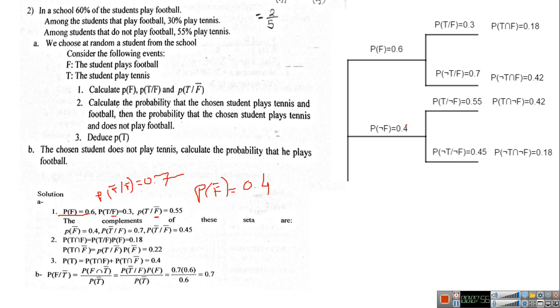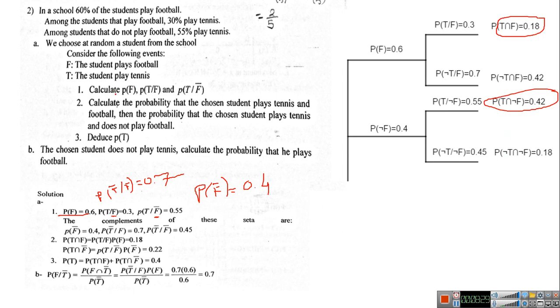0.4. Okay, and I know that P of T knowing F is 0.3, the complement will be 0.7. I know that P of T knowing F bar is 0.55. The complement will be P of T bar knowing F bar is 0.45. You know the tree table, you multiply these two and you put the intersection. If they want me to deduce P of T, so P of T will be this one with that one. Don't forget that the sum of all of this is 1.